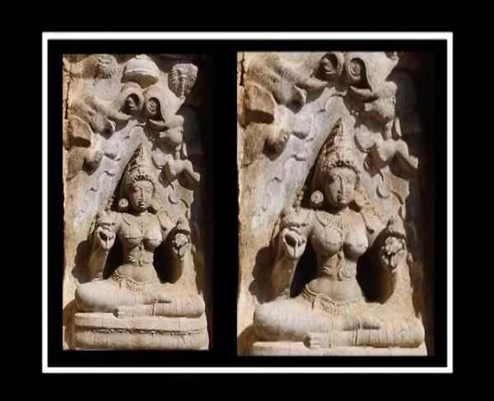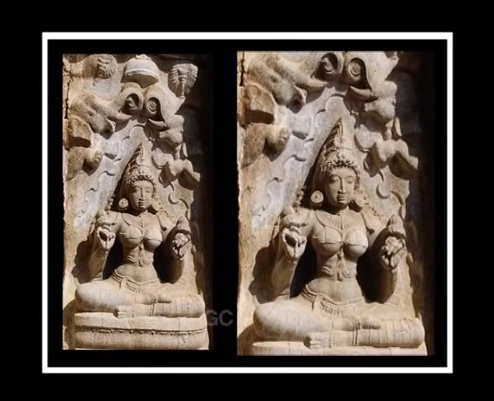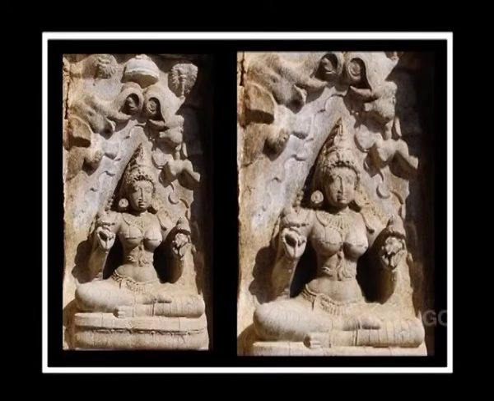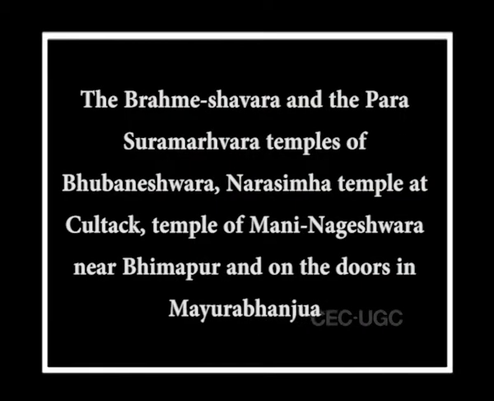The goddess in her Gajalakshmi form usually occurs at the center of the lintel over the shrine's doorways in Orissa. She sits on a lotus, cross-legged or in Ardhaparyanka pose, and is being given a bath by two miniature elephants standing on lotuses with upturned jars held in their trunks, as in the Mukteshwara, the Brahmeshwara and the Parasurameshwara temples of Bhubaneswar, the Narasimha temple at Cuttack, the temple of Maninageshwara near Bhimapur, and on the doors in Mahavinayaka and caves at Cuttack.